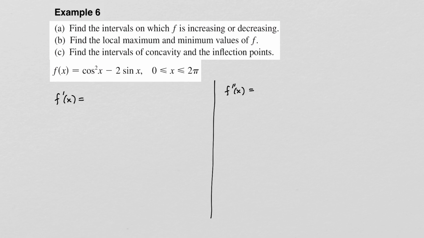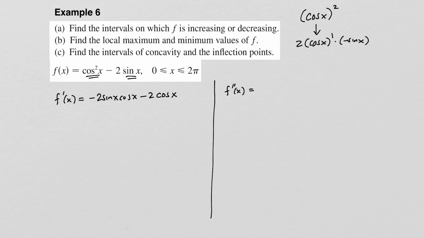So remember, when you have cosine of x squared, that is the same as cosine squared of x. The derivative is going to be 2 cosine x to the 1 times negative sine of x. So when I take my derivative of this, I'm going to get negative 2 sine of x cosine of x, and then minus 2 times the derivative of sine, which is just cosine. Okay, so that's not too bad.